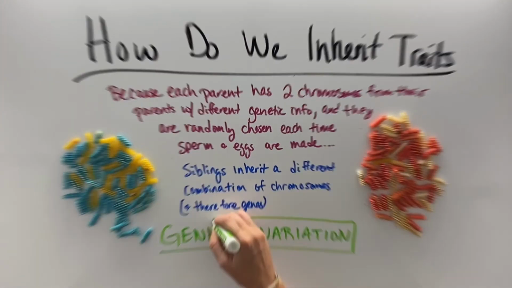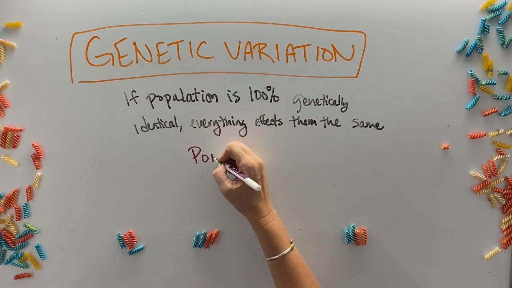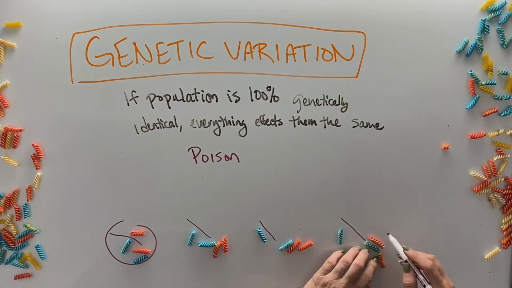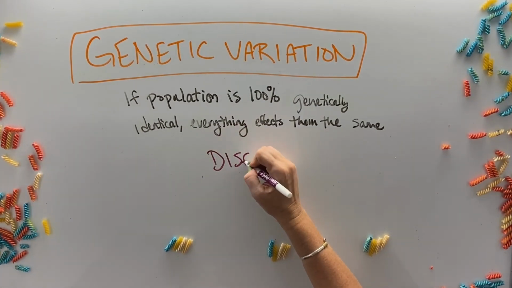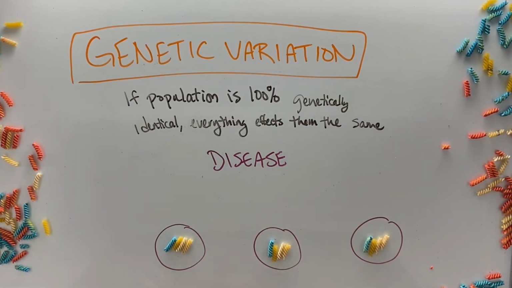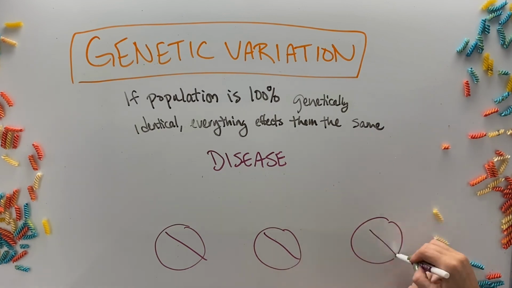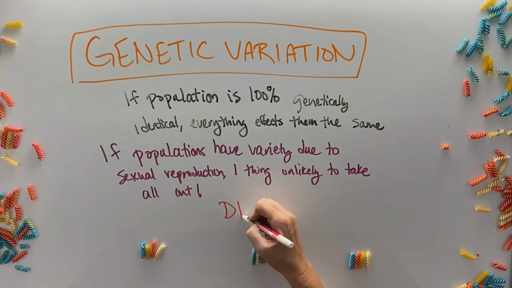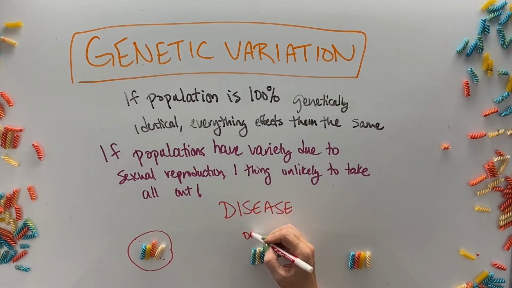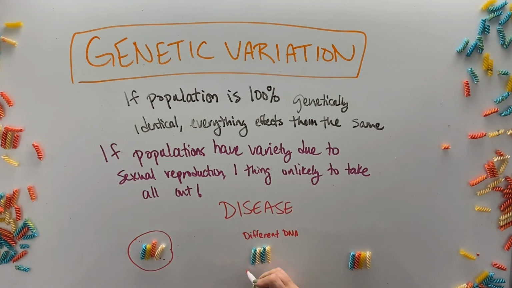which gives us genetic variation among siblings, but also genetic variation among humans in general. So I know I dropped a big word on you 5 minutes into this video, but genetic variation just means variety in genetics. And if a population is 100% identical, then everything's going to affect them the same. Like if a poison or a disease comes along and can kill one member of a completely identical population, it's going to take out everybody, because your genetics tell basically how your body is going to react to things. But if the population has a variety of traits due to sexual reproduction and everybody being a little bit different, that means that a disease or a poison isn't going to affect everybody the same way. So some members of the population are going to survive.